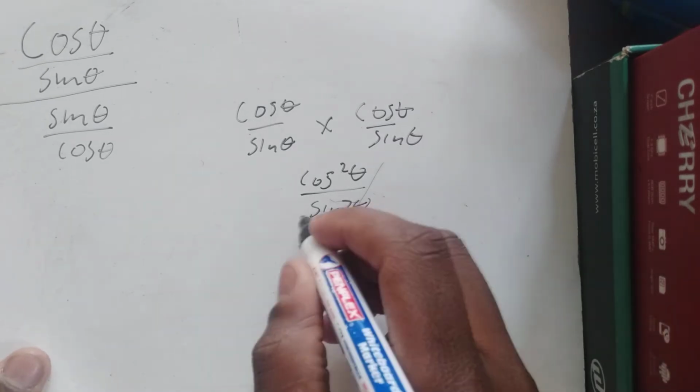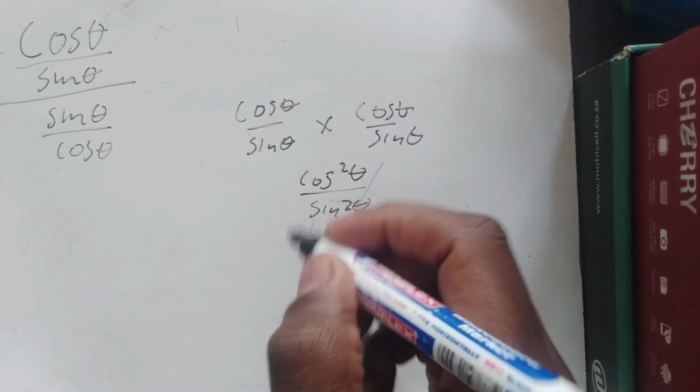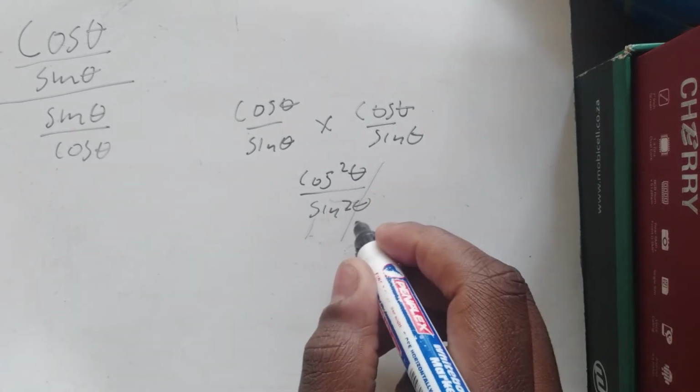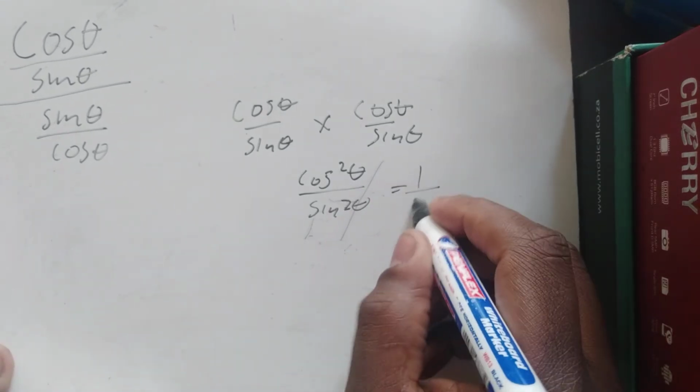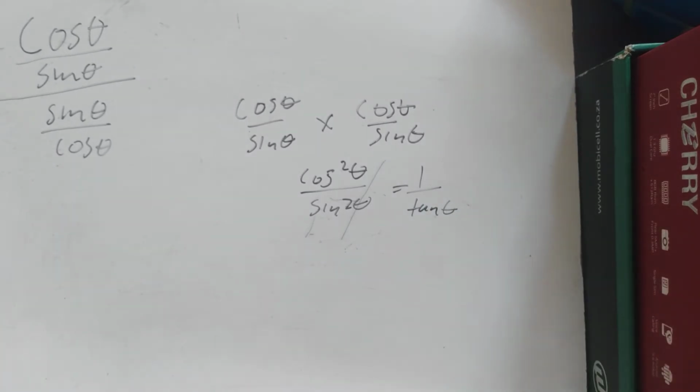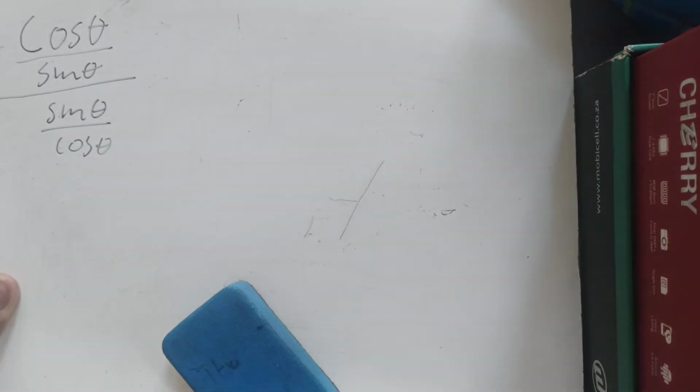This is not equal to tan squared, right? Sine squared over cos squared is tan squared, but cos squared over sine squared should be 1 over tan squared theta. You can just cram that as well. And then now let me show you another example.